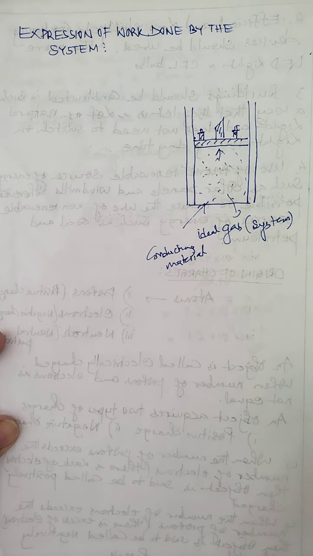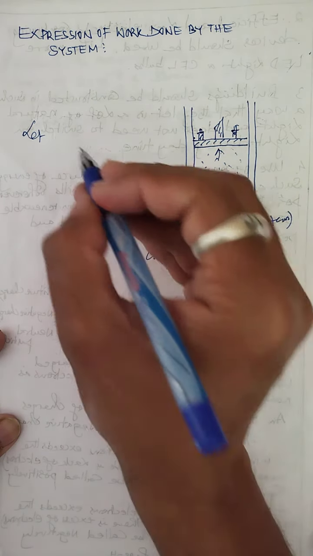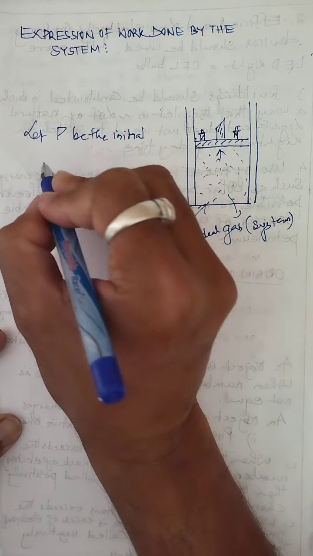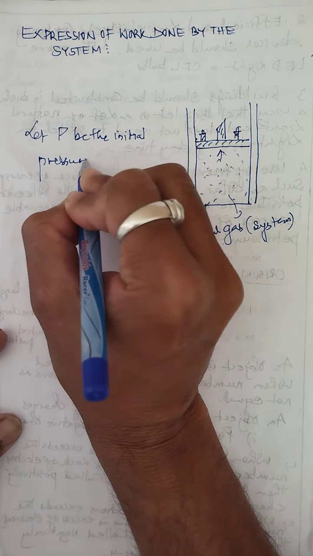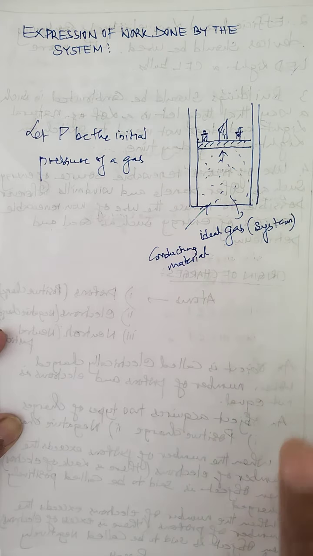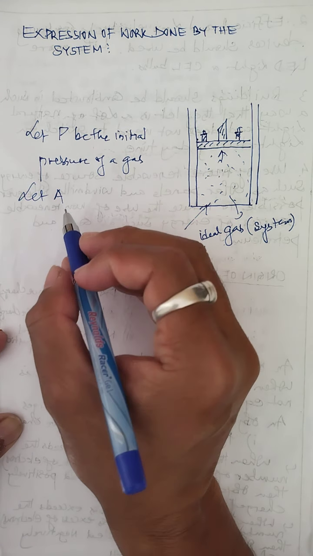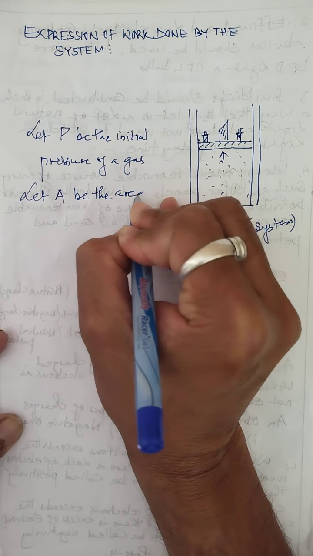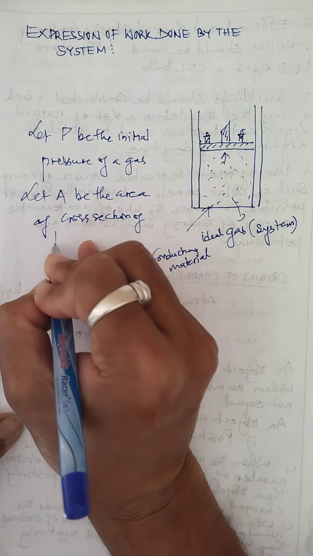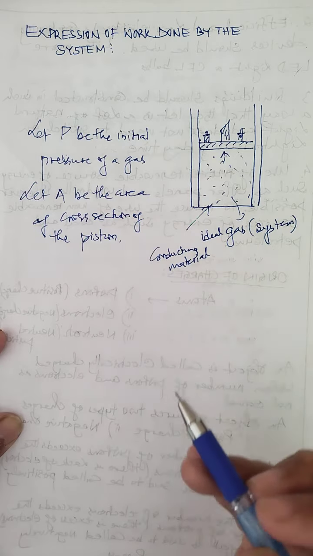Now in order to derive the expression of work done by the system, children, let me consider that this gas acquires a pressure, and this pressure is called the initial pressure. So I write down, let P be the initial pressure of a gas. But this gas is contained in a piston of a certain cross-sectional area, and that area of cross section I write down as A. So I'm denoting by the letter A the area of cross section of the piston.